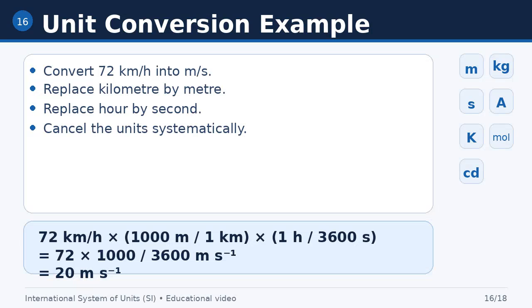Let us convert 72 kilometers per hour into meters per second. 1 kilometer equals 1000 meters, and 1 hour equals 3600 seconds. We multiply by 1000 meters per kilometer, and by 1 hour per 3600 seconds. The kilometer and hour units cancel. The remaining unit is meter per second. Numerically, 72 times 1000 divided by 3600 equals 20. Therefore, 72 kilometers per hour equals 20 meters per second.